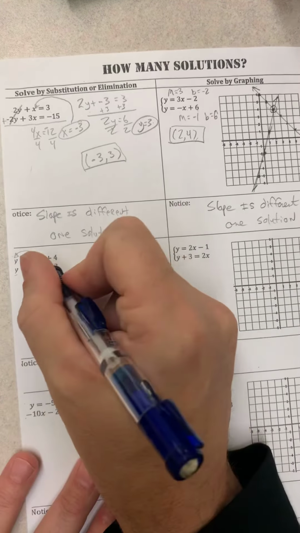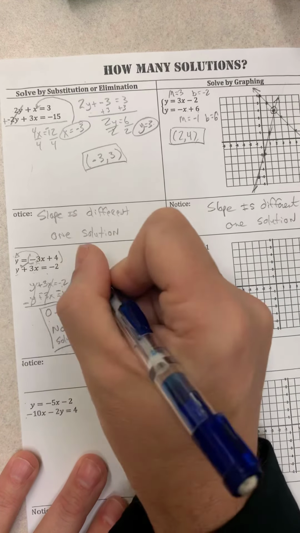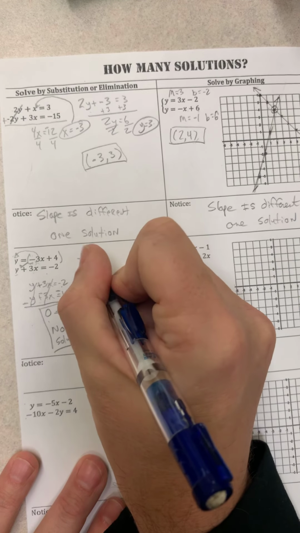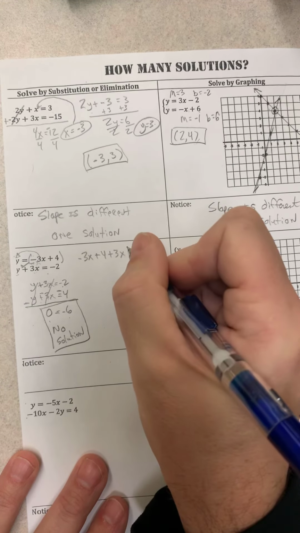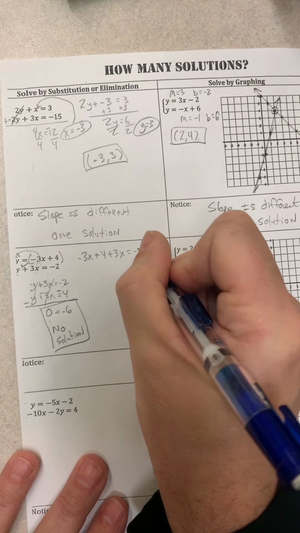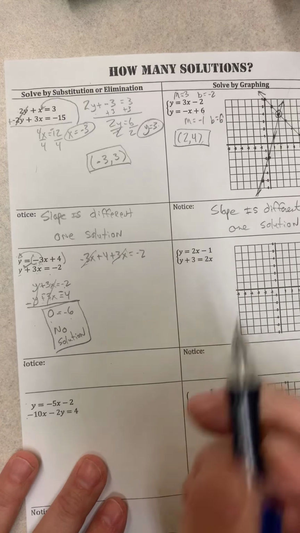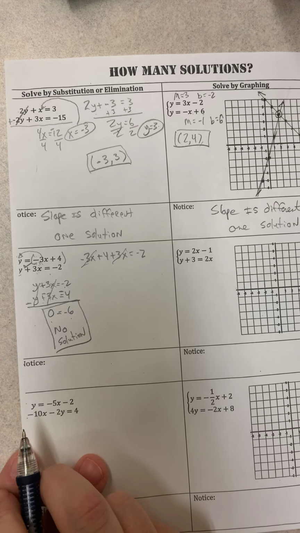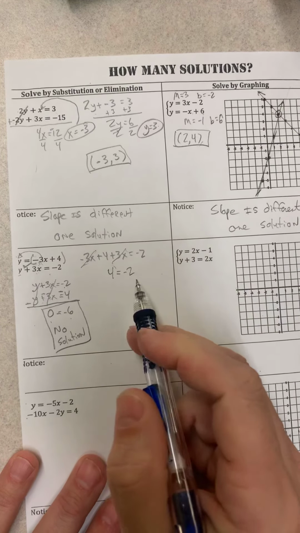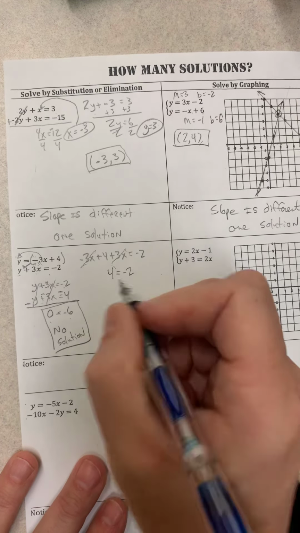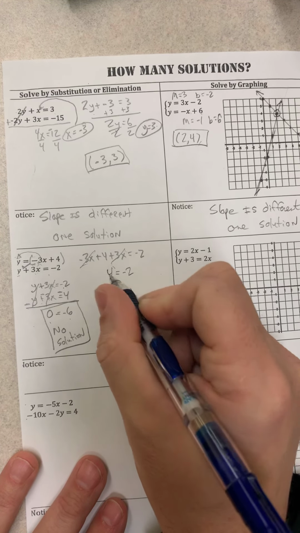If I just went by substitution, I would take this -3x plus 4, plug it in right there. So y is now -3x plus 4 plus 3x is equal to -2. And I can see again, those are going to eliminate. Anytime I subtract something from itself, it's 0. My variable disappears, and I get a statement that is false. 4 does not equal -2, and it's no solution.